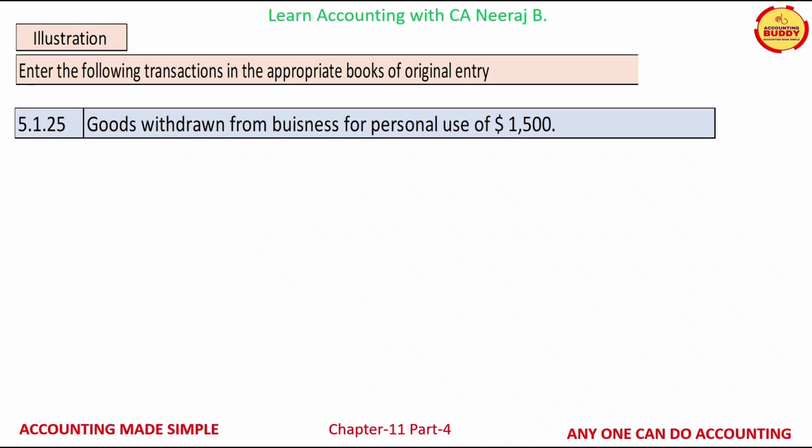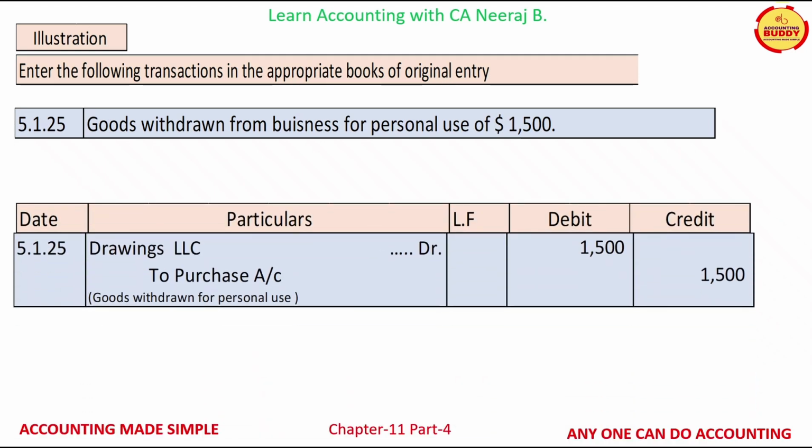Another transaction on your screen is on 5th of January 25, goods withdrawn from business for personal use for $1,500. This transaction will be recorded on 5th of January 25. The two accounts affected are drawings account and purchase account. Drawings account will be debited and the purchase account will be credited. The entry will be passed for $1,500 by writing the proper narration.